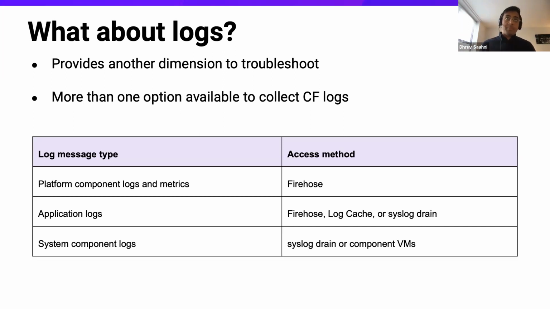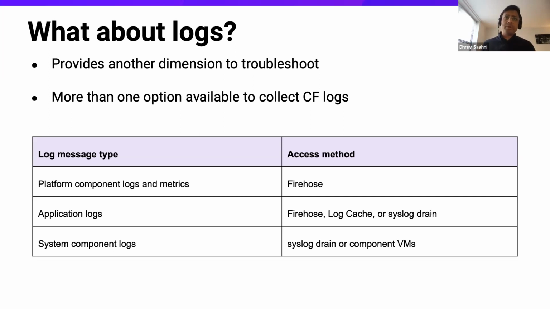You have more than one option available to collect these CF logs, depending on the log message type. If you are trying to collect platform component logs and metrics, the access method is going to be Firehose. If you're trying to collect application logs, you have a few options available. It can be through Firehose, or through something known as a log cache or a syslog drain.